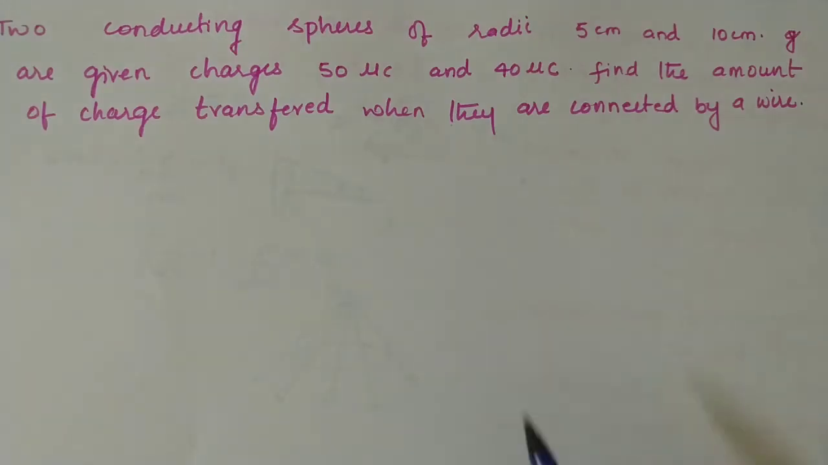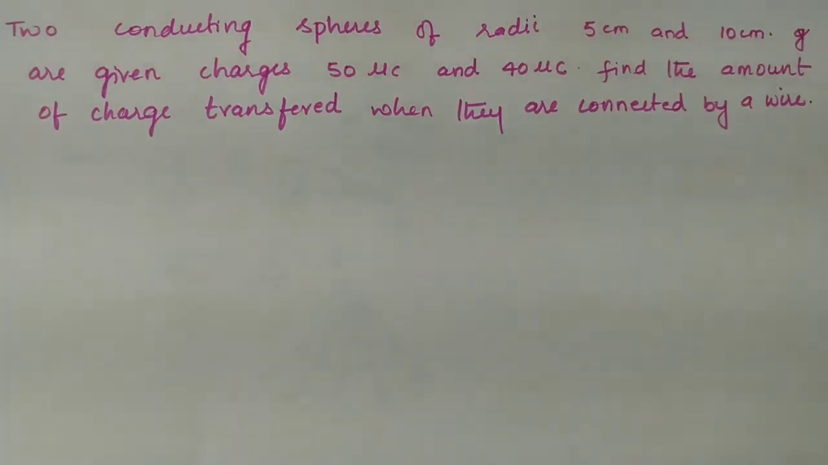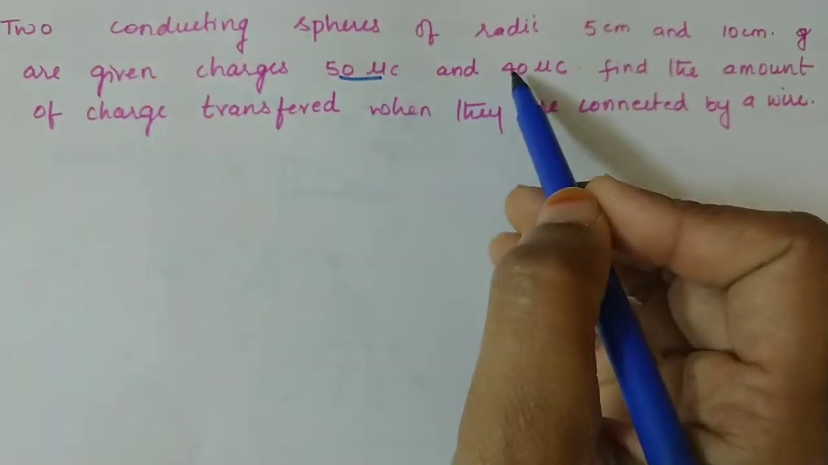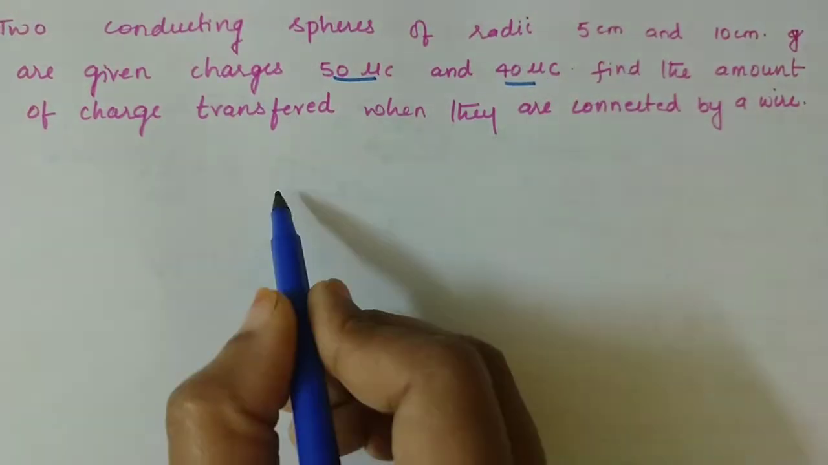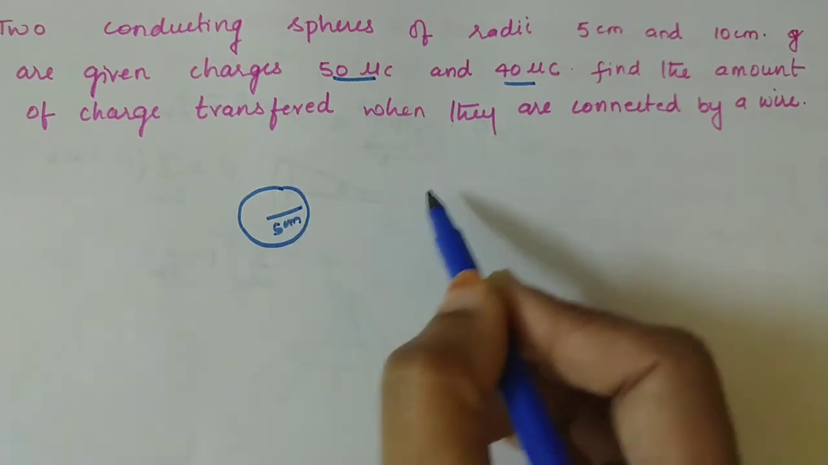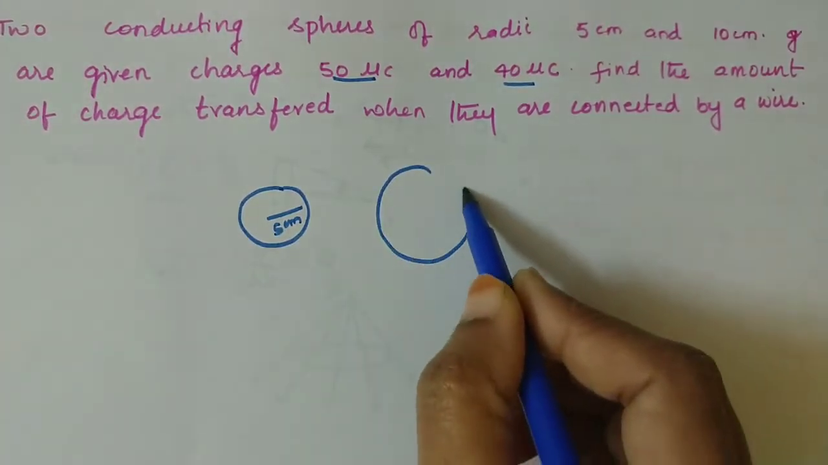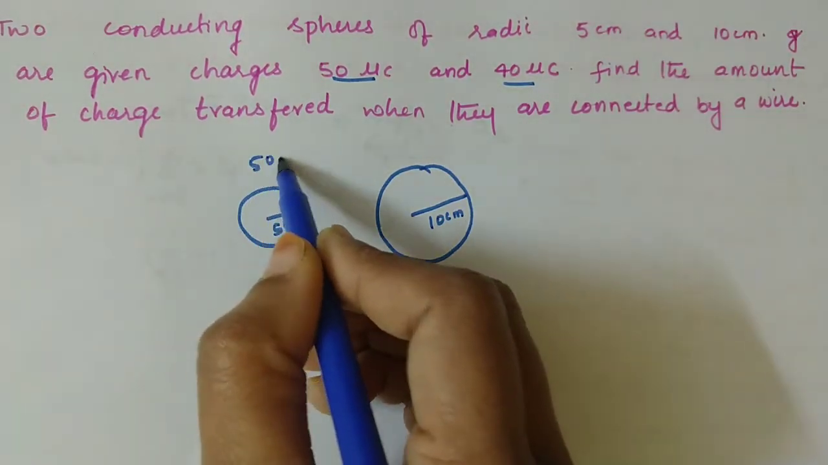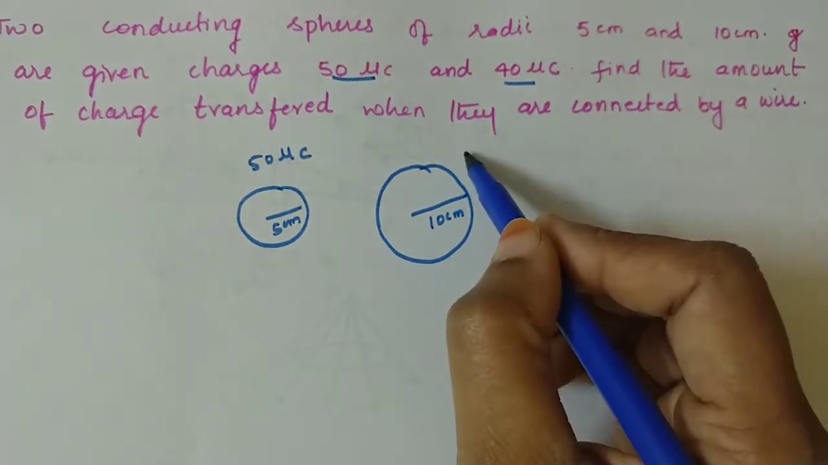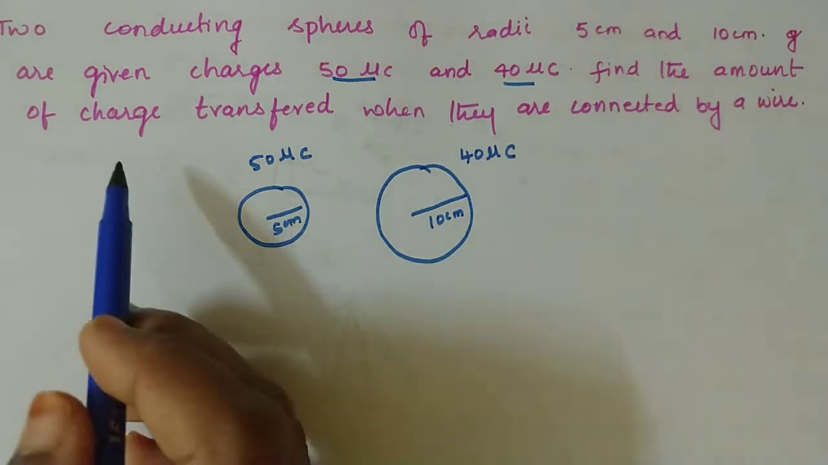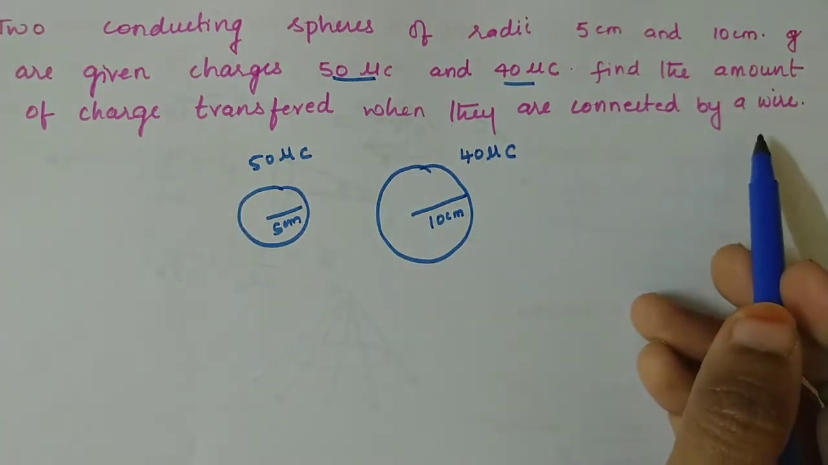Now in this question we are given two conducting spheres of different radii. One is of radius 5 cm, another is of radius 10 cm, and they are given a charge 50 and 40 microcoulomb. So I will take the radii. One is a smaller one, 5 cm. Second one has a radius of 10 cm. This is given a charge 50 microcoulomb, and the second sphere is given a charge 40 microcoulomb. Find the amount of charge transferred when they are connected by a wire.